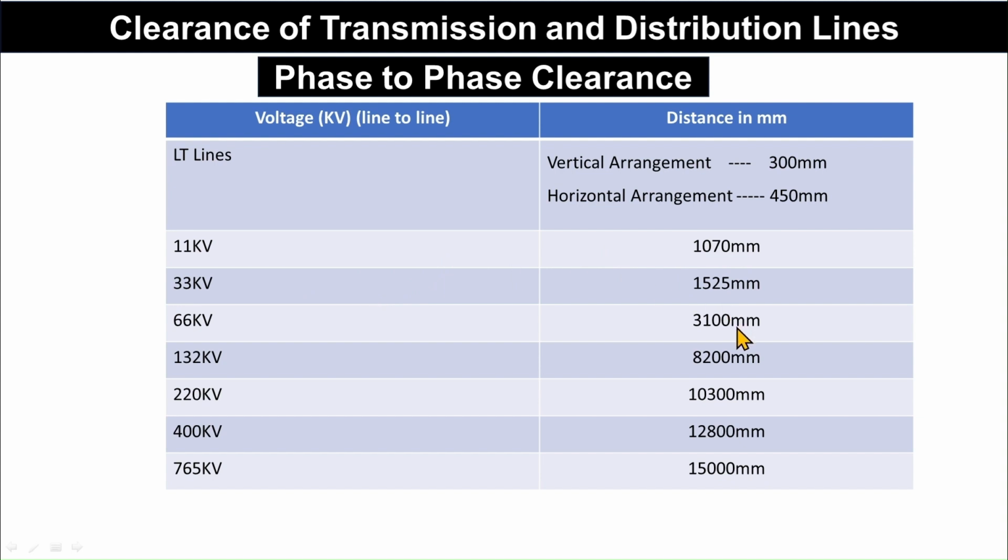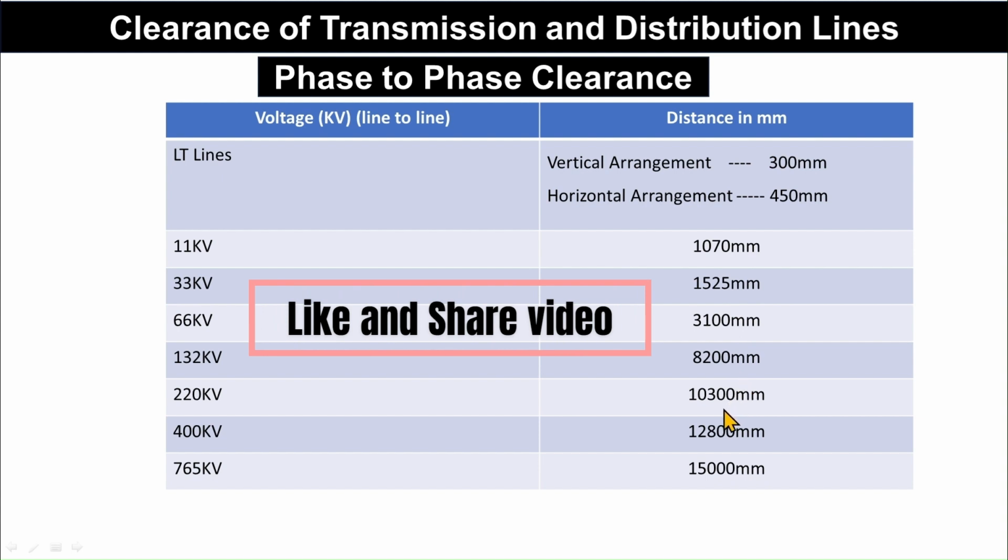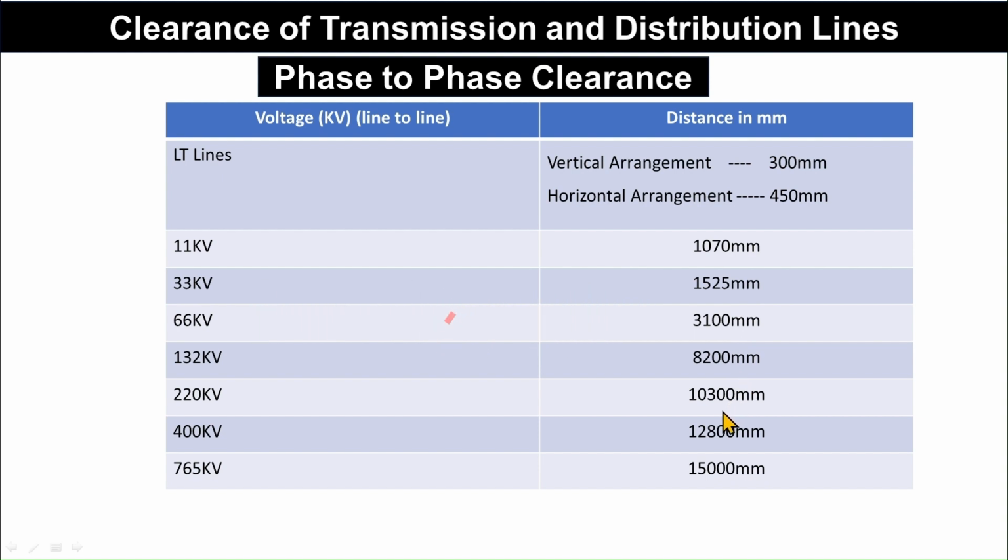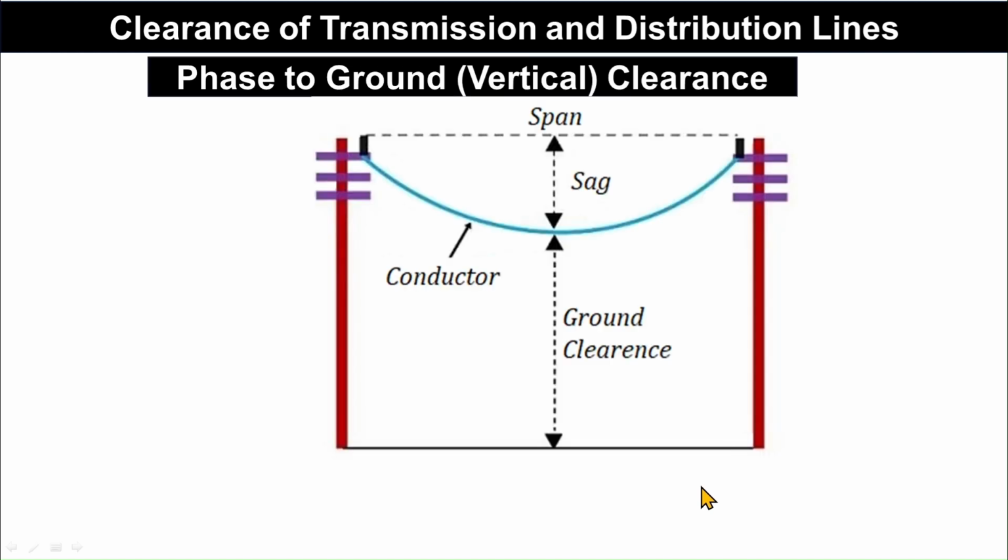For 66 kV it is 3100 mm, and for 132 kV it is 8200 mm, and for 220 kV it is 10300 mm, and for 400 kV it is 12800 mm, and for 765 kV it is 15,000 mm. Now we will see the phase to ground vertical clearance of a transmission line.